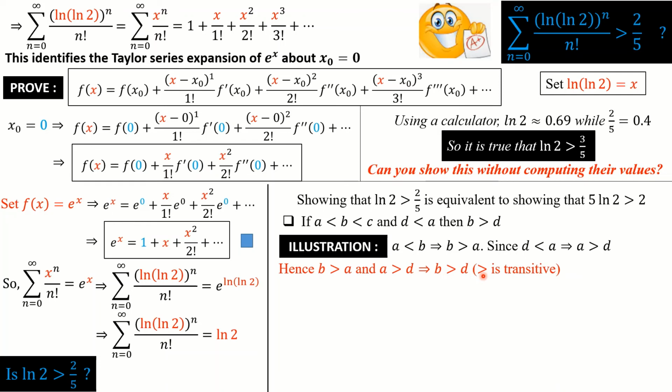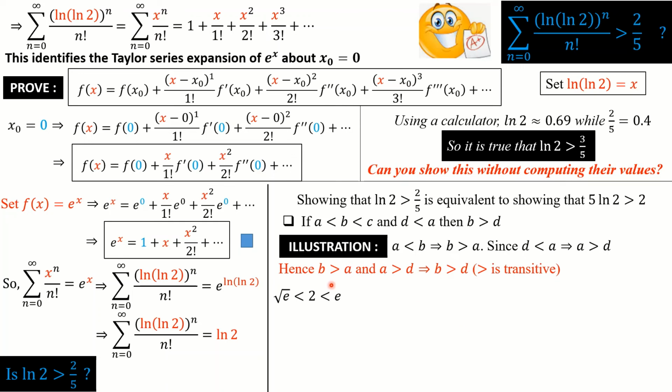So that works because if b is greater than a and a is greater than d, it means that b is greater than d. You can also verify using numbers. So it means our statement here is correct. So if I just try to look for the boundaries of 5 ln 2, like in this form, now I need to compare it with 2, right? So 2 clearly is between the square root of e and e.